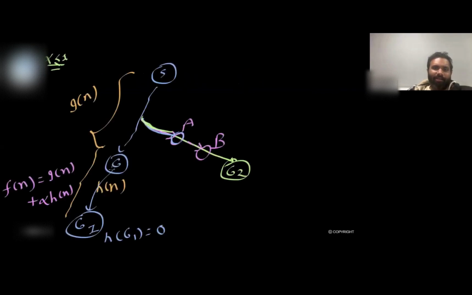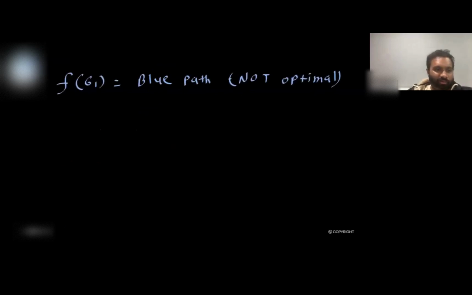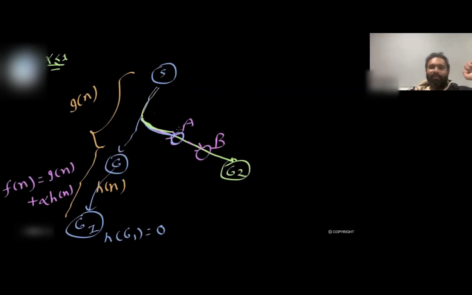Now, my algorithm has actually explored A. Till A I have explored. So this particular partial length, this yellow plus blue, let's say, is my yellow plus blue. Now, what will be the g value of A? The g value of A will be yellow plus green, right? The g value of A is yellow plus green, definitely.